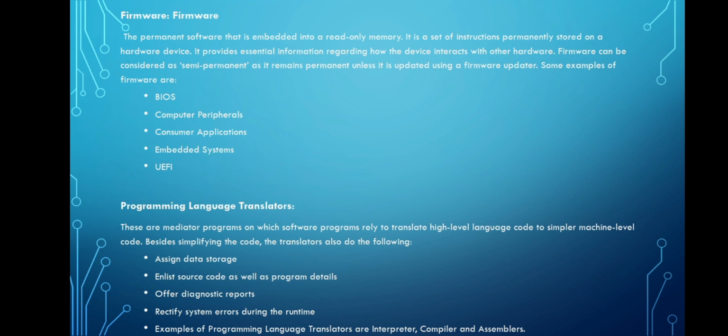Firmware, the permanent software that is embedded into a read-only memory. It is a set of instructions permanently stored on a hardware device. It provides essential information regarding how the device interacts with other hardware. Firmware can be considered as semi-permanent as it remains permanent unless it is updated using a firmware updater. Some examples of firmware are BIOS, computer, peripherals, consumer applications, embedded system, and UEFI.